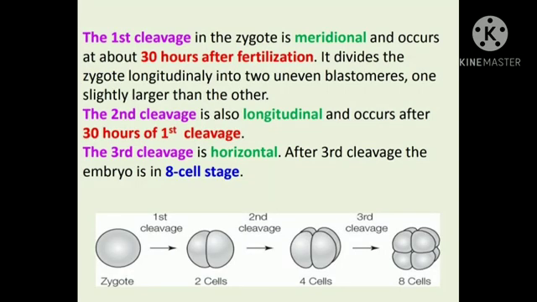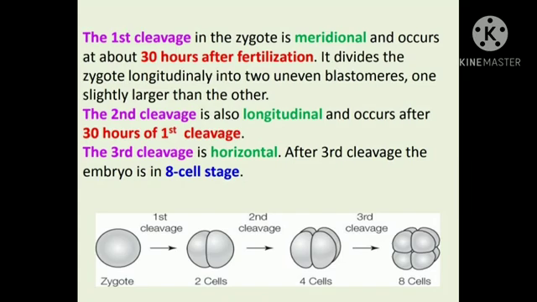The first cleavage in the zygote is meridional, also known as longitudinal, and it occurs about 30 hours after fertilization. It divides longitudinally into two blastomeres, one slightly larger than the other. The second cleavage is also longitudinal, but at a right angle to the first one, and occurs after 30 hours of the first cleavage. The third cleavage is horizontal. After the third cleavage, the embryo is in the 8-cell stage.